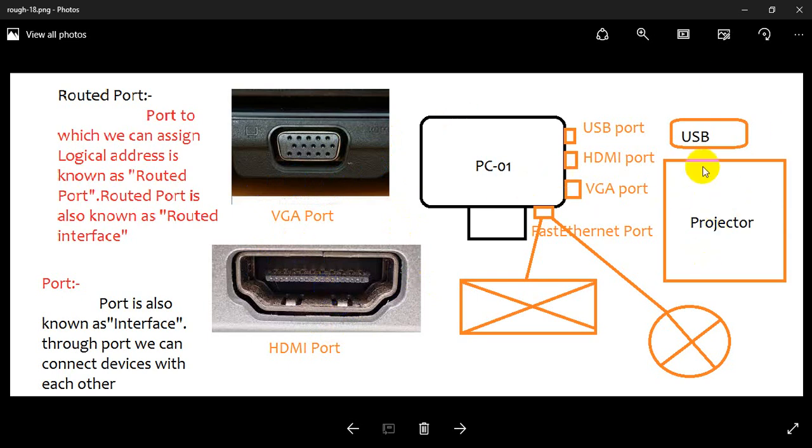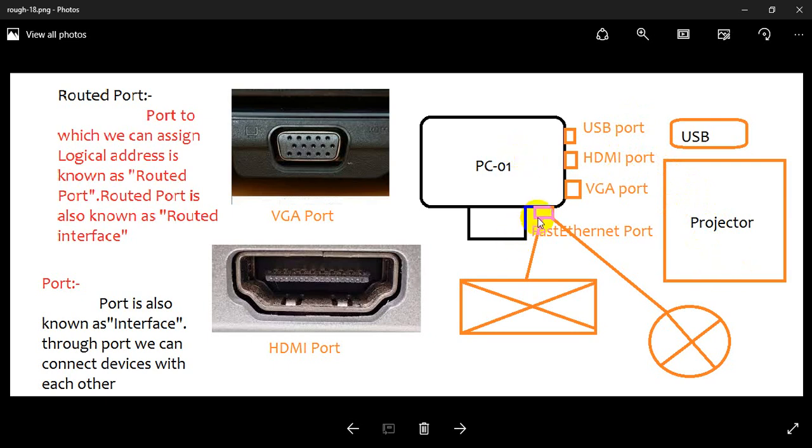For example, we want to connect a projector and USB with a PC. We can connect with the PC through ports. Like there is a USB port, then you plug in the USB into your PC through the USB port. For the projector, you should plug your projector cable into the HDMI port or VGA port on the PC. Then your projector will start working.